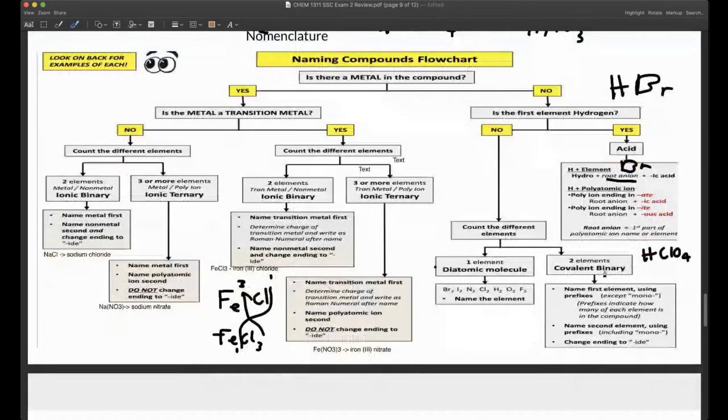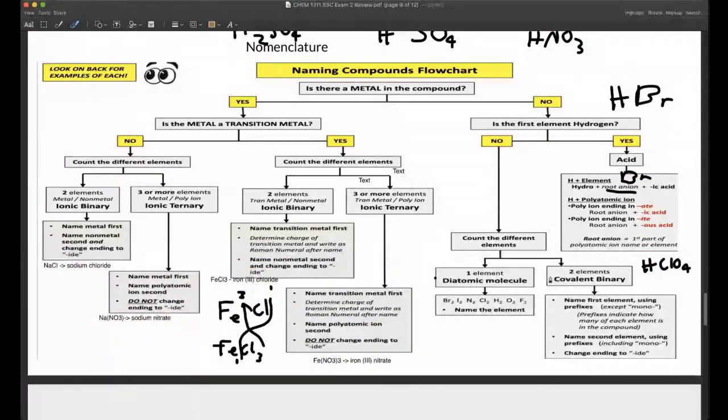Okay, so next, going back to counting the different elements, we have two-element covalent binary compounds. If we have two elements, we name the first element using prefixes, except for mono. This indicates how many of each element is in the compound, and we do this only for covalent compounds. What's the difference between covalent and ionic, you may ask? Well, ionic usually has a metal and a nonmetal, but covalent has two nonmetals.